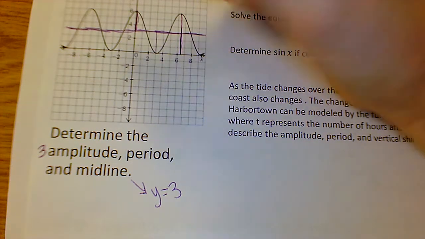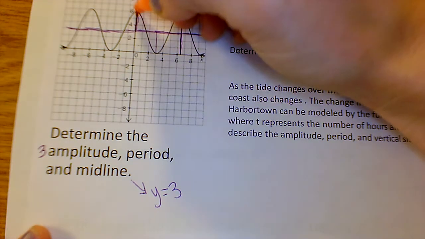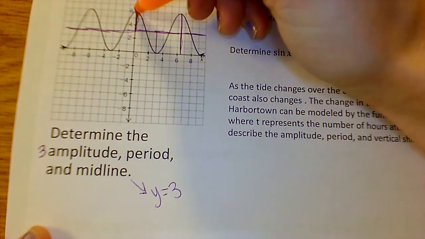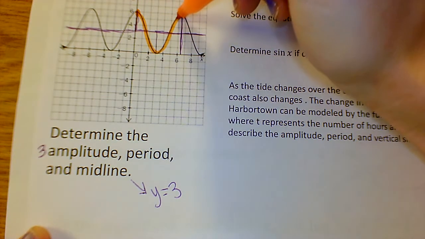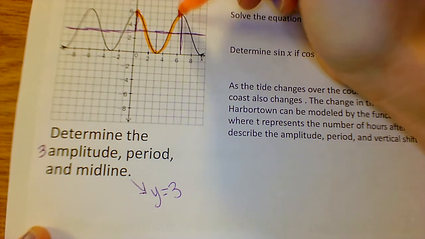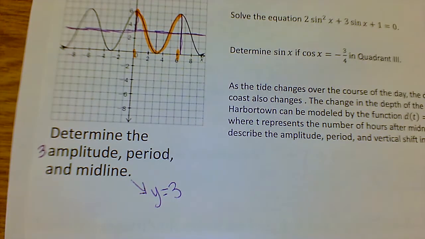Lastly, the period. I'm going to shade the period a different color. You want to shade for an entire wave. So I'll start here, so it's easiest to see for me anyways, and I'll go till we get to the very top. It looks like we went from 0 to 6, so the period must be 6.